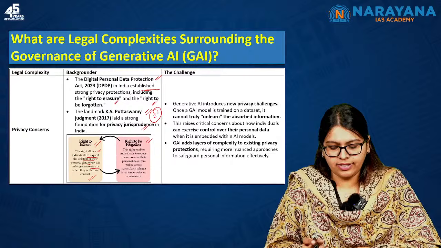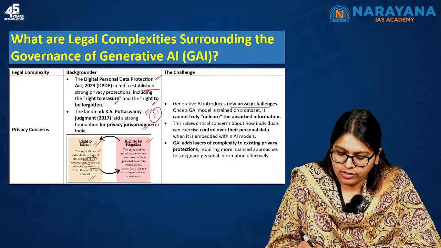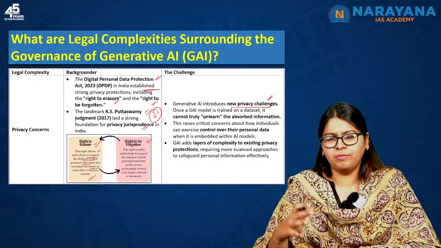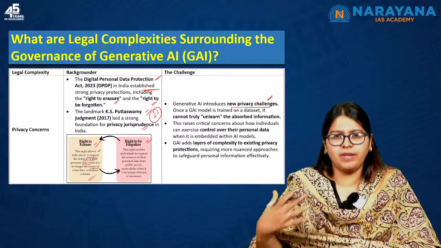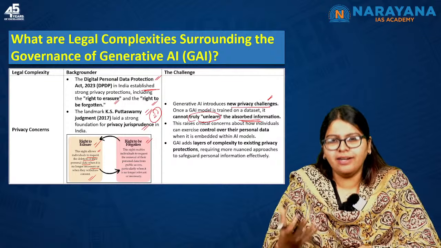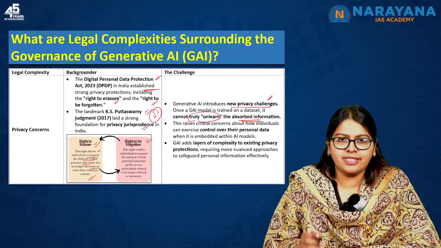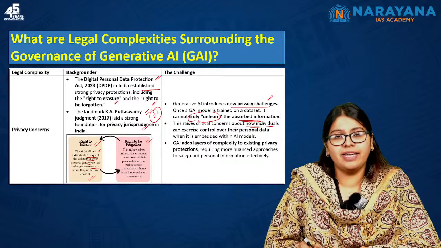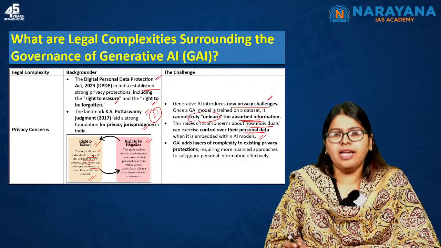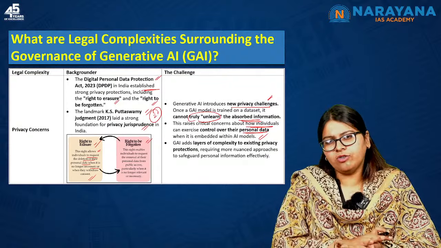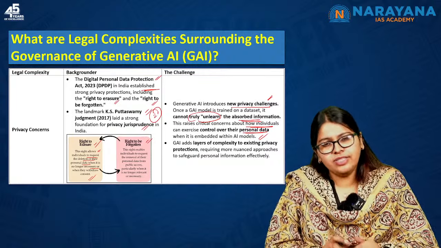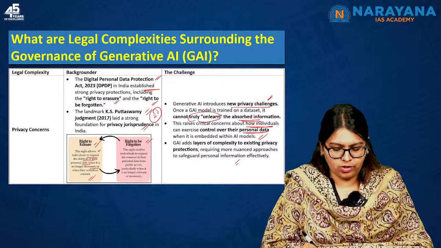But what is the challenge here is, generative AI introduces new privacy challenges, because once you train the generative AI on a set of information like my personal details, my address, my wedding date, venue, etc., the absorbed information cannot be unlearned by the GAI. Okay, and this raises critical concerns about how individuals can exercise control over their personal data when it is embedded within the AI models. And also, there are already issues regarding privacy concerns with respect to that of the government, but now this GAI further adds to it. So that is what is actually being said.